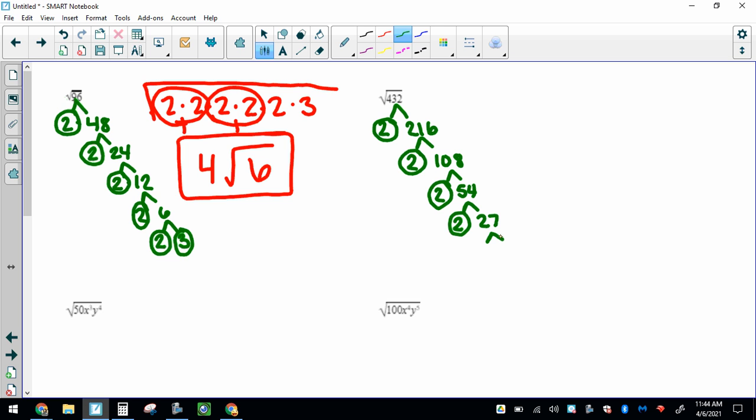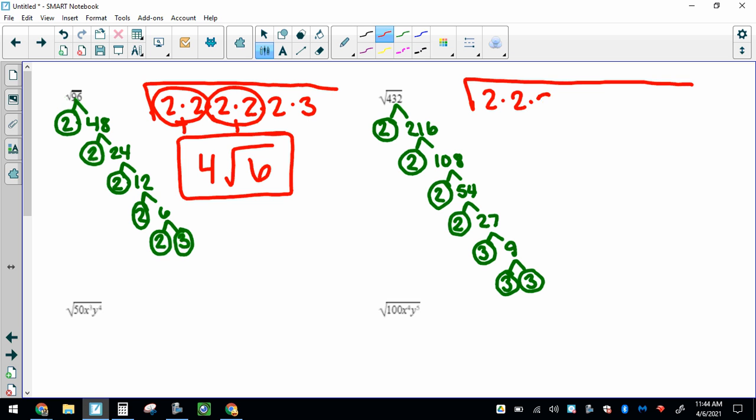So now that the 2's have stopped working, I'm going to try dividing by 3. 27 divided by 3 makes 9. 9 divided by 3 makes 3. And now look, they're all prime numbers. I couldn't have stopped anywhere else because none of these numbers are on our prime numbers list. So now let's go back and rewrite them. So 2, 2, 2, 2, 3, 3, 3. So 4 2's and 3 3's.